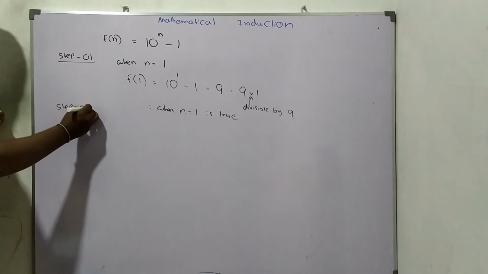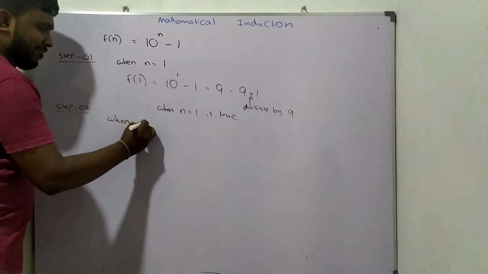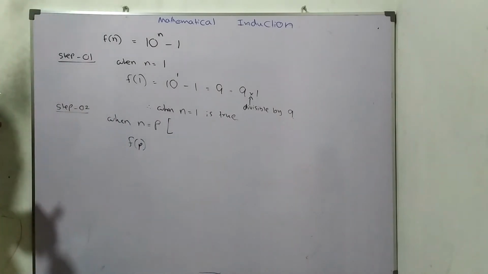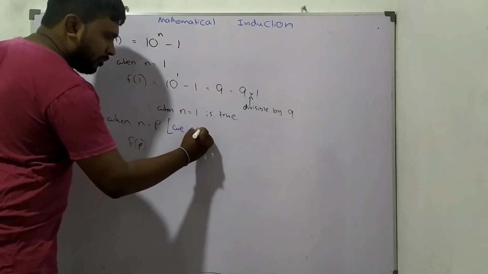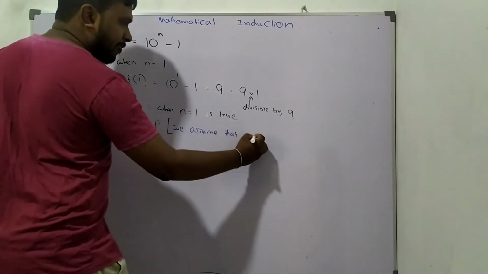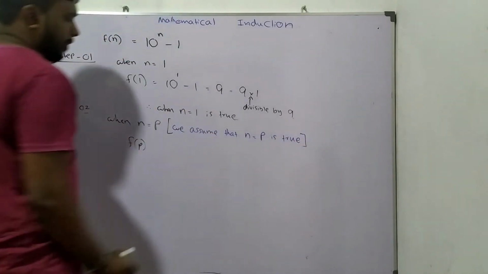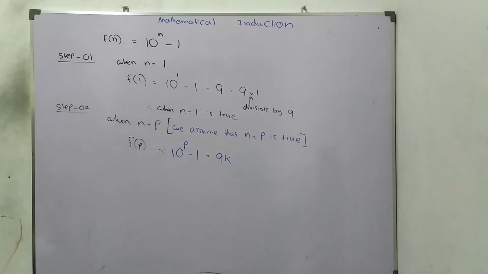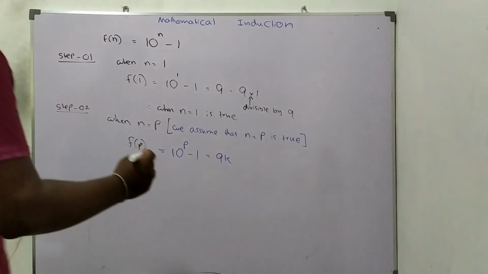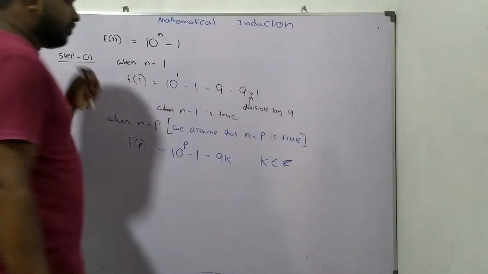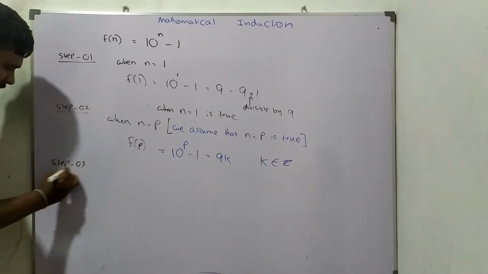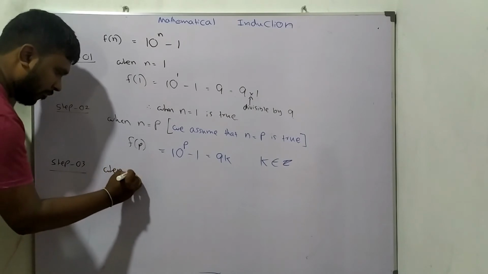Step number two, can you remember it? We have to assume n equal p, where p is any positive integer, the statement is true. That means for our function f(p), we assume that n equal p is true: f(p), 10 to the power p minus 1, is 9k. So 9k means it's divisible by 9, where k is an integer. Because we assume 10 to the power p minus 1 is divisible by 9, when it's divided by 9, the answer will be an integer. That's why I put k.